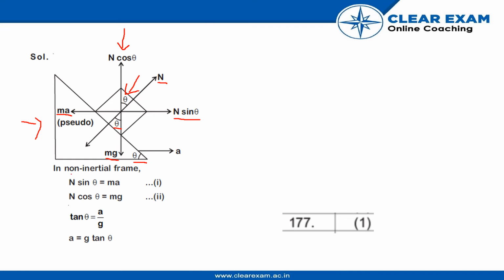Now, in a non-inertial frame, N sine theta will be equal to ma and N cos theta will be equal to mg. That is, the upward and the downward forces are equated, and the forces on the left and the right side are equated.